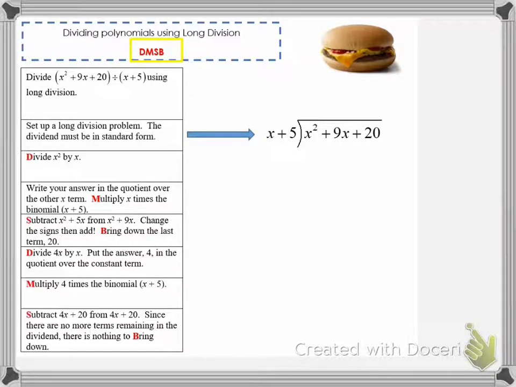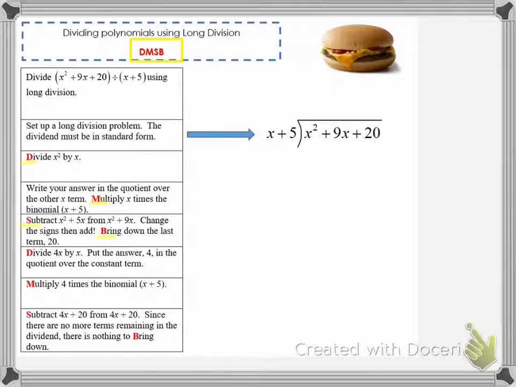Now, you also might be wondering why there is a picture of a cheeseburger here. Well, that's going to help you remember your steps. So you think DMSB, does McDonald's sell burgers? If you can remember DMSB, then you can remember the steps: divide, multiply, subtract, and bring down.